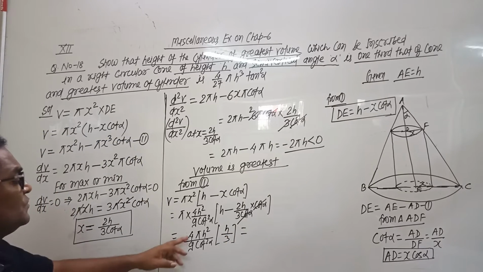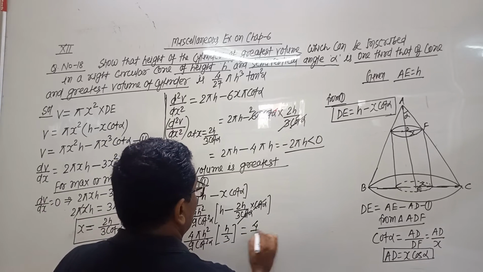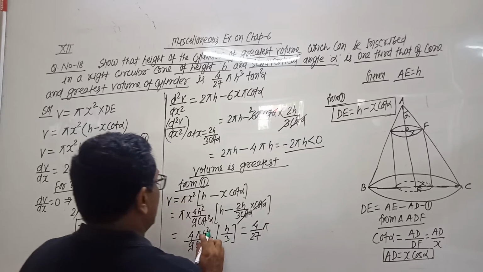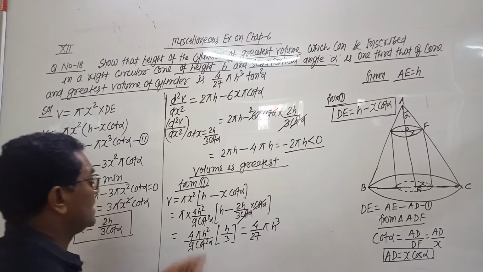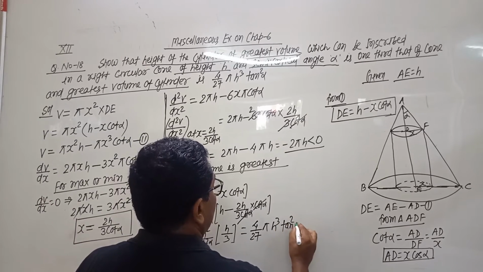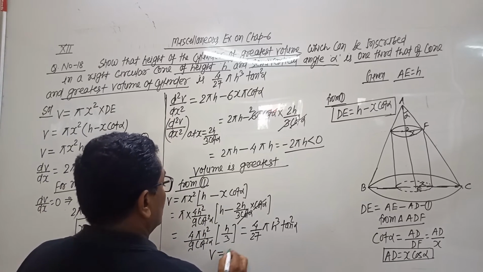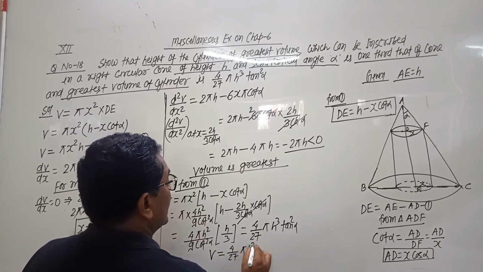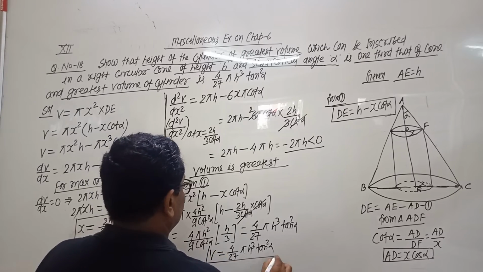So it comes 4 by 9 into 3, 27. 4 by 27 and pi h square into h cube, and 1 by cot square alpha is written as tan square alpha. So the greatest volume is 4 by 27 pi h cube tan square alpha.